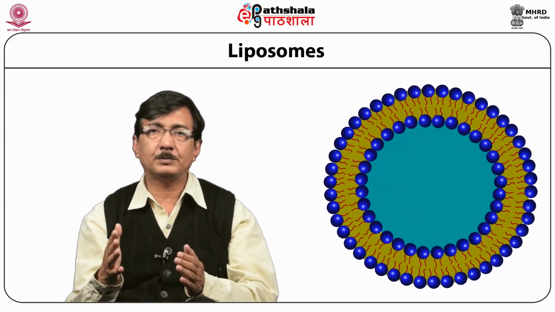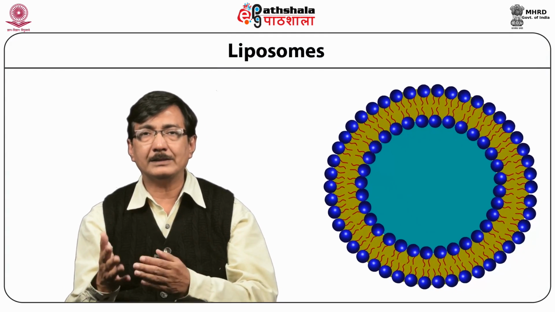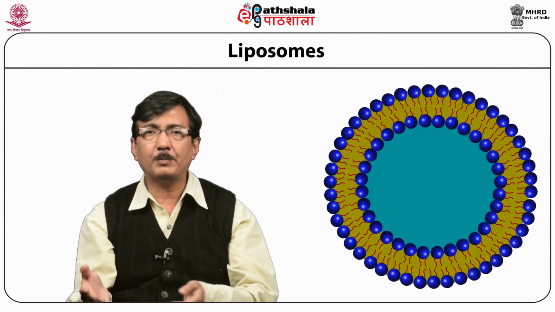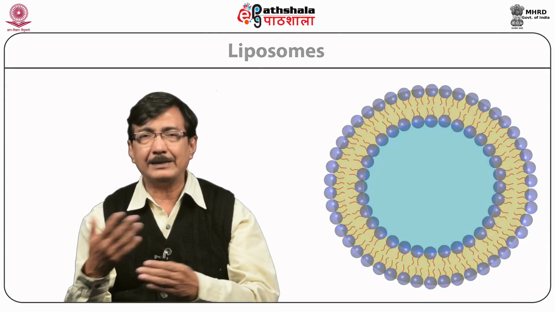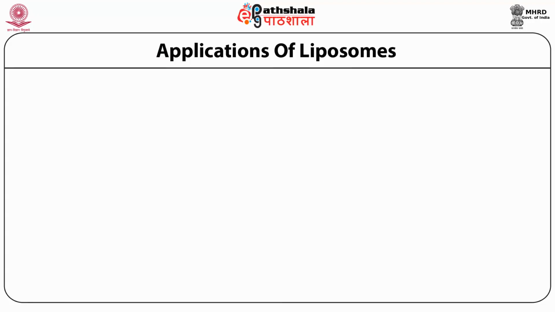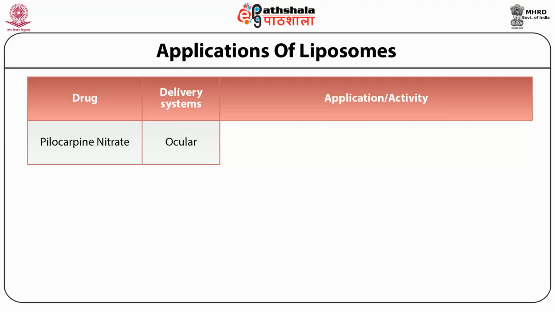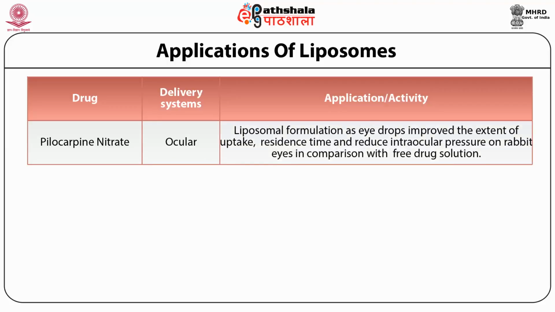The only problem with liposomes is their stability, because their phospholipids can easily get oxidized. This stability problem can be overcome by using various types of stabilizers or techniques like freeze drying and other things. Now in this table you can see the applications of liposomes shown in various research articles, like pilocarpine nitrate, which is given by the ocular route. Liposomal formulations as eye drops were developed and they improve the extent of uptake. They also improve the residence time in the eye and reduce the intraocular pressure in rabbit eyes in comparison with free drug solution.